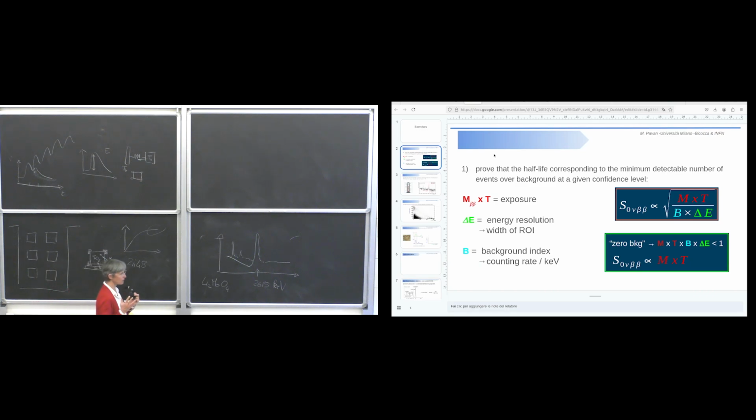B is the background index, therefore the counting rate, the number of counts per keV, the counting rate normalized to the energy window. Therefore, the unit is usually counts per keV per kilogram per year. And then delta E is the energy resolution of the detector, but in our case it is exactly the width of the region of interest.